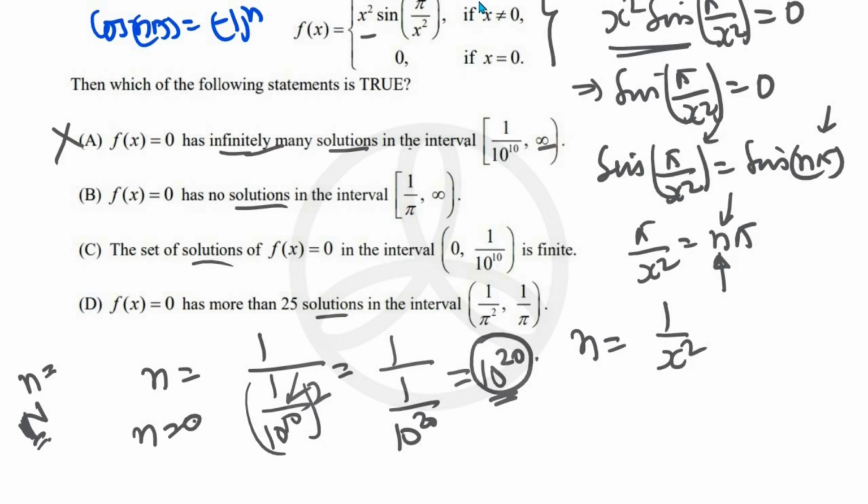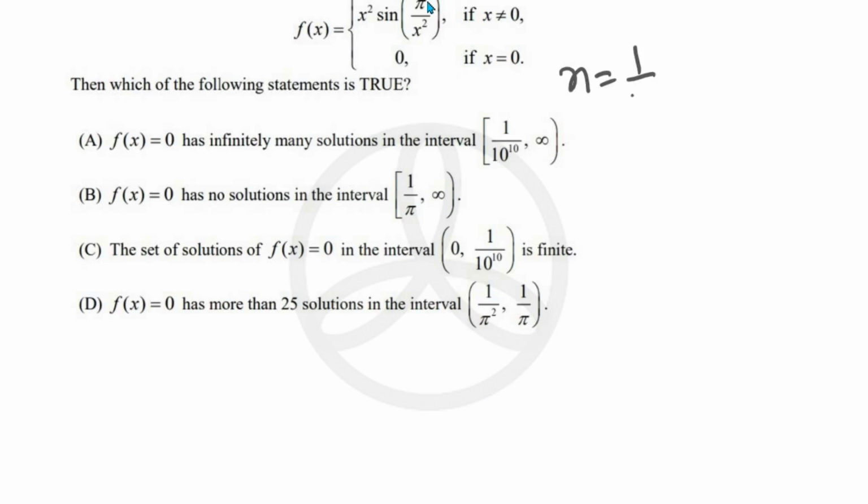Now, what is the second option? f(x) has no solution in the interval. This straightforwardly looks incorrect because the moment n is equal to x square, the moment we put 1/pi, n will come out as pi square, which is a number very close to 10. Which means there will be some solution in this interval. It is not that there will not be any solution. So this is also incorrect.